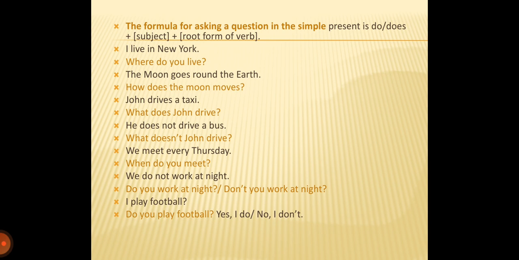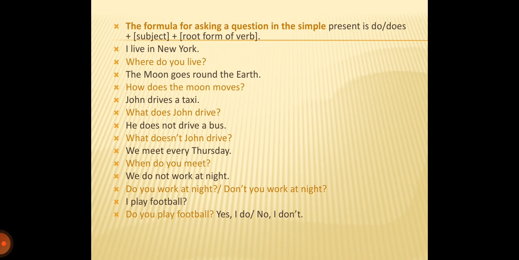So we get sentences like, I live in New York, where do you live? This is an information question. The moon goes around the earth. How does the moon move? John drives a taxi. What does John drive? He does not drive a bus. What doesn't John drive? We meet every Thursday. When do you meet?